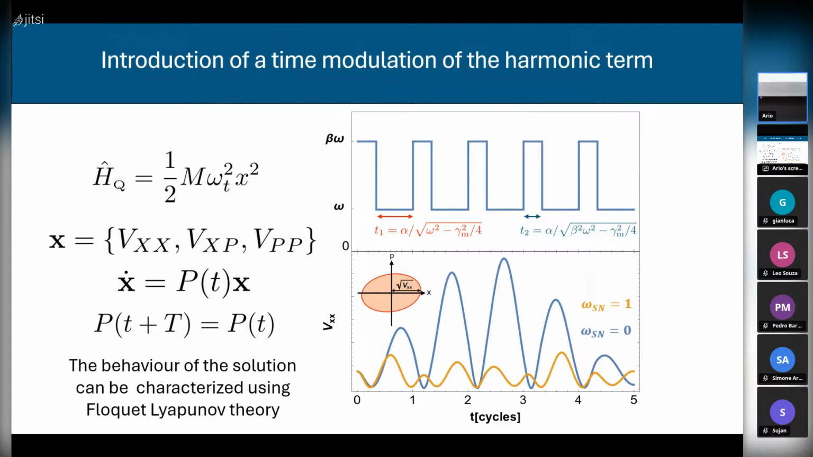So just to make an example, if you take the two cases, one in which the Schrödinger-Newton effect is not present, and the other in which you have this gravitational potential, and you tune the parameters in the right way, you can have that the oscillations of the variances, for example the position variance, is enhanced, while in the other case it stays smaller. And this is the main idea we want to use to enhance the effect.